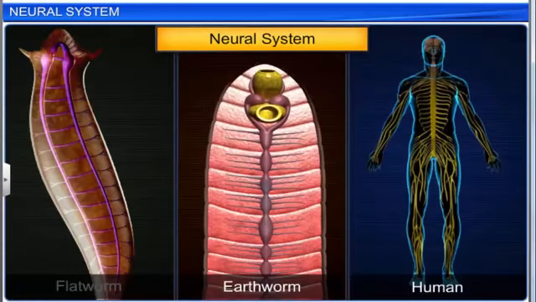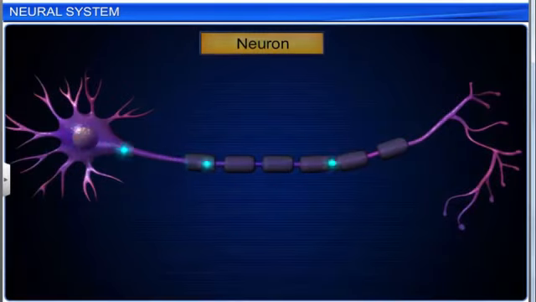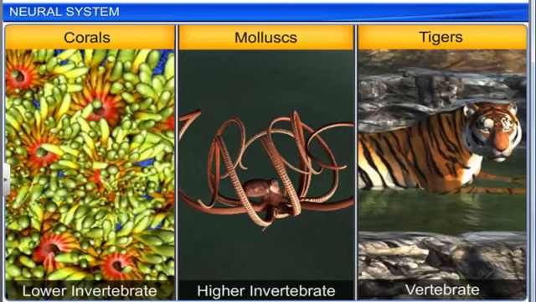All animals have a neural system that consists of highly specialized cells called neurons. These cells can perceive, receive, and transmit different kinds of stimuli. Hence, neurons are called the structural and functional units of the neural system. Neural organization varies from lower invertebrates to vertebrates.